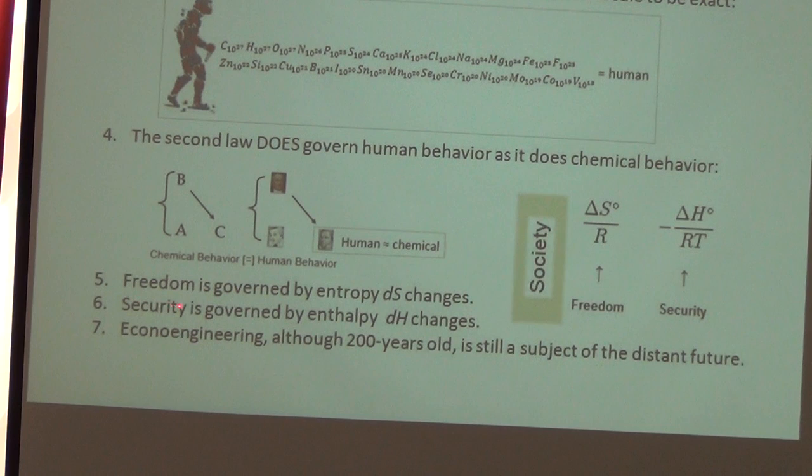So to conclude, Rosini says freedom is governed by entropy change. Security is governed by enthalpy change. And socioeconomics, although it was started in France 200 years ago, everything I'm telling you here is very cutting edge, and it will be another 200 or 300 years before we actually get working econoengineers using these models. There's a lot of things to be worked out.